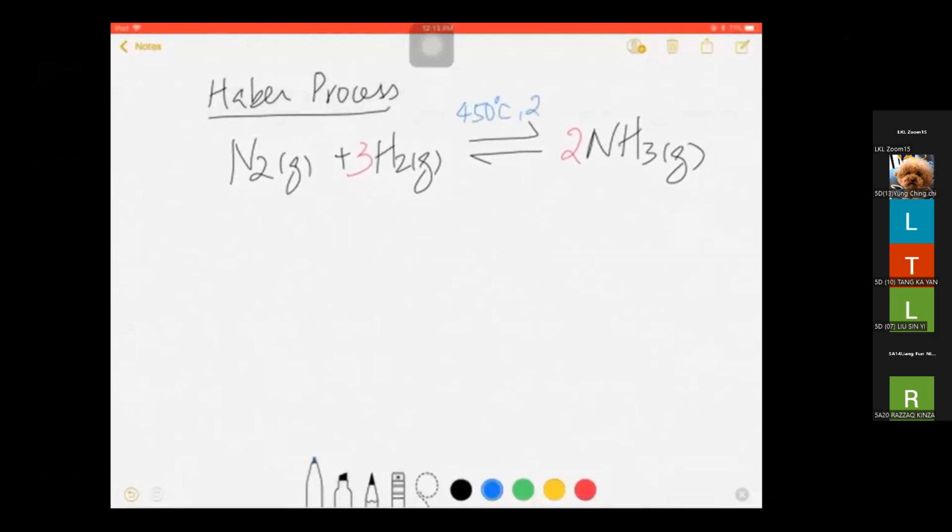This is Haber process. That means N2 reacts with H2 to form ammonia. The conditions, please memorize all the conditions. Temperature is 450 degrees Celsius.